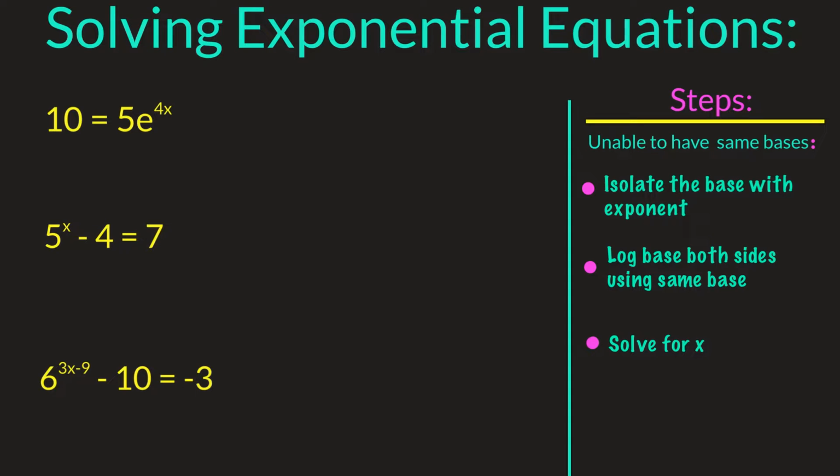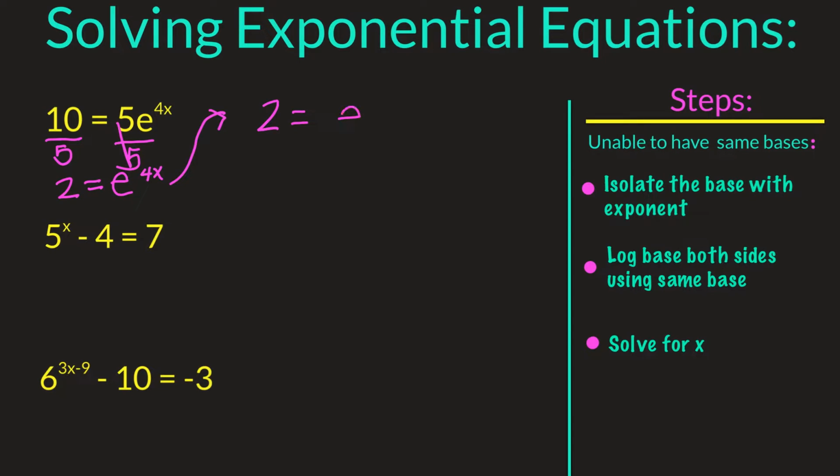So let's look at this first problem. In this first problem, we have 10 equals 5e to the 4x. So notice that the base with the exponent is the e to the 4x. So we need to get rid of the 5 first. To do that, we're going to divide both sides by 5. And then we're going to have 2 equals e to the 4x. Okay, I'm going to rewrite that up here so that I have a little bit more room.